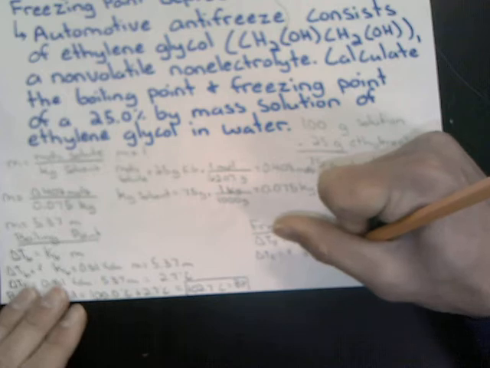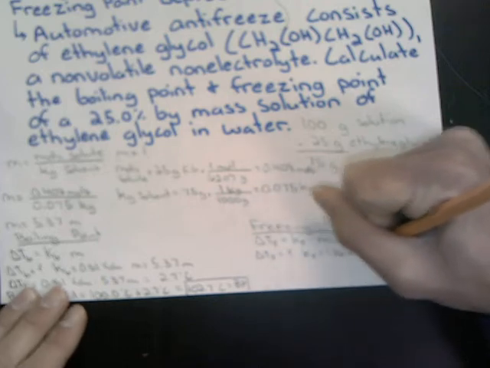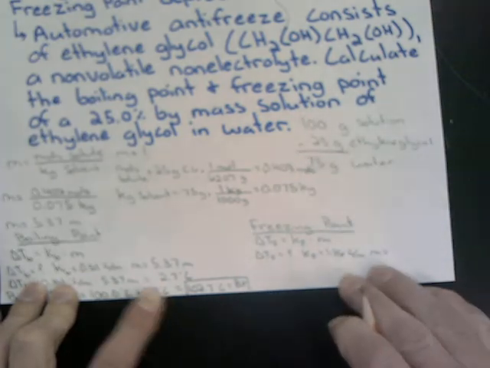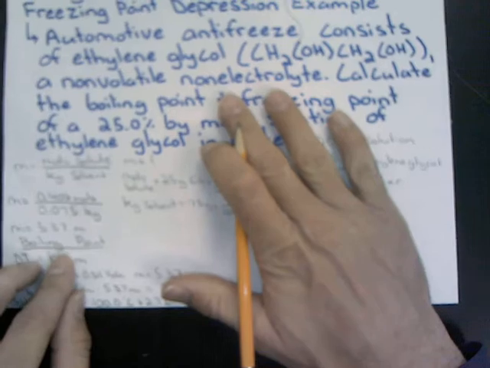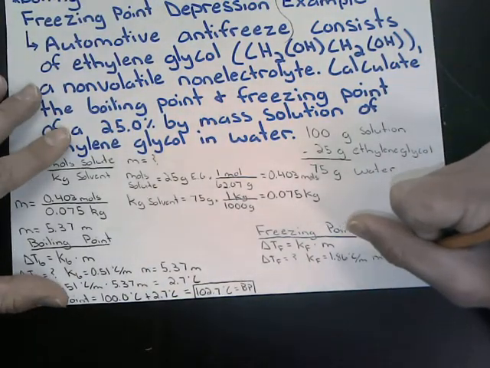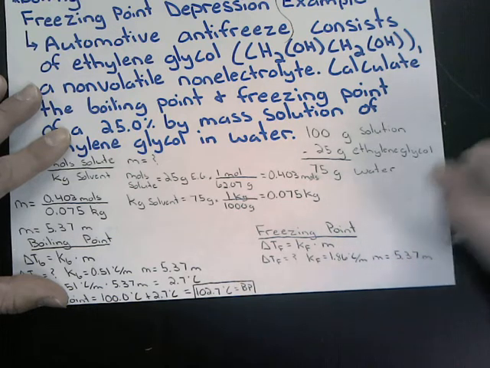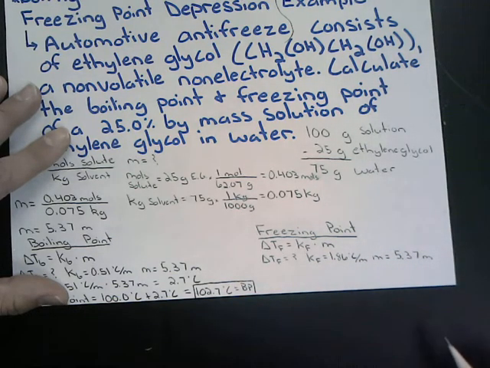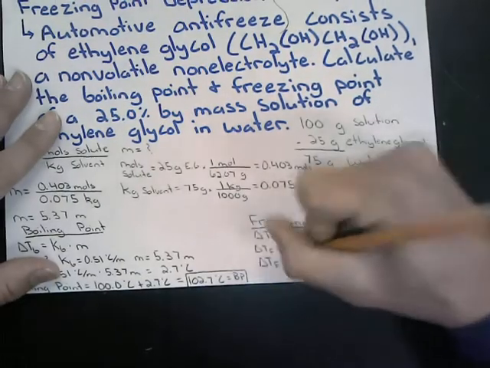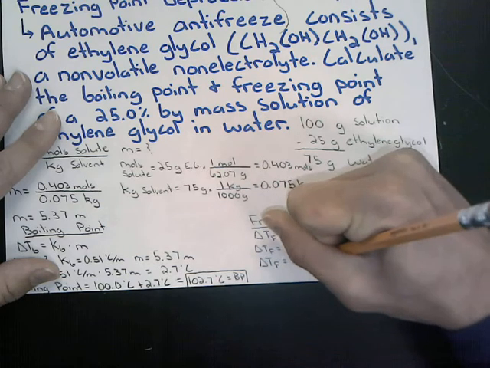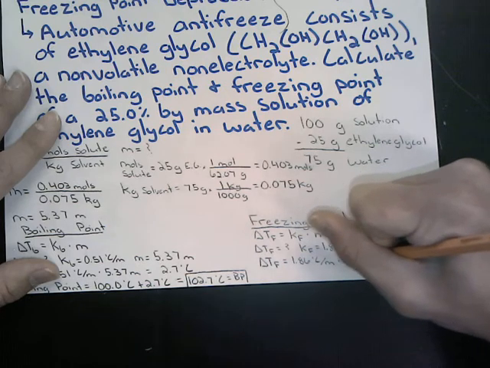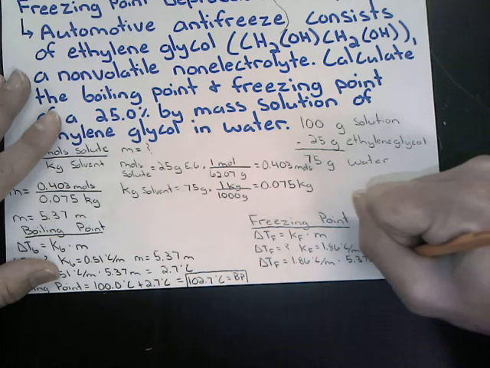So we have 1.86 degrees Celsius per molal. And then our m, we spent the time to calculate it, to be 5.37 m. So we have 5.37 m, and we go ahead, we plug these values back into our formula. So we get our delta Tf equals 1.86 degrees Celsius per molal times our 5.37 molal.